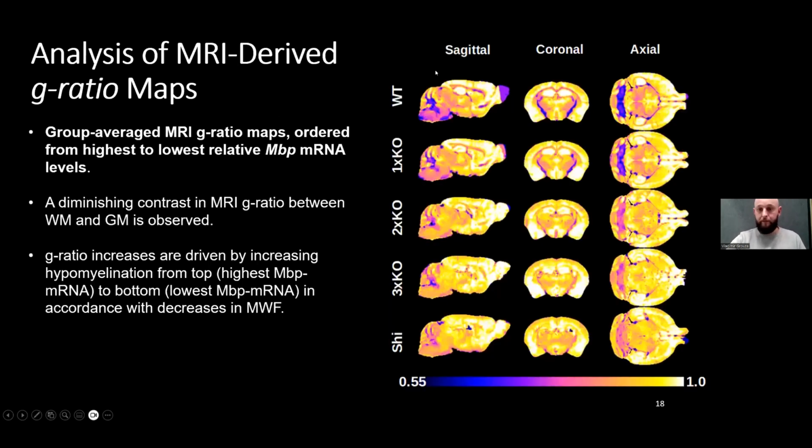And we got these interesting looking G ratio maps whereby we can see that as a function of mouse strain, we get progressive hypointensity in the G ratio maps, suggesting that in this implementation, the changes in G ratio are completely driven by loss of myelin water fraction and consequently by MBP specifically.